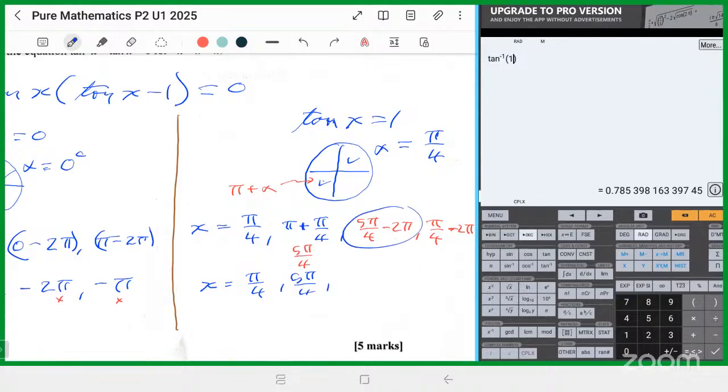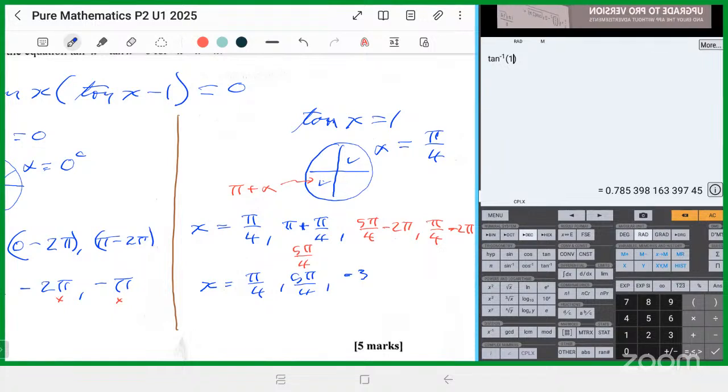And this one, 2 pi is the same as 8 pi over 4. So 5 minus 8 is negative 3. That one becomes negative 3 pi by 4. That's what it is. Minus 3 pi by 4. And this one, 2 pi is the same again as 8 pi over 4. So that's negative 7 pi by 4.